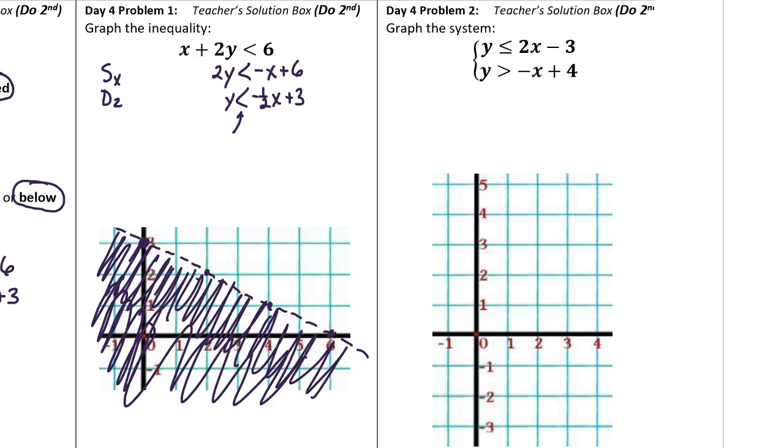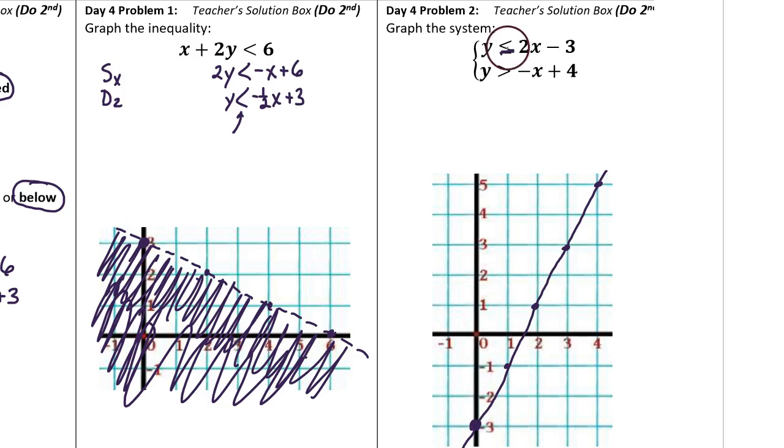Day 4, problem 2. Graph this system. We're going to draw 2 boundary lines and then decide where to shade them. This first one is in slope-intercept form. The y-intercept is at negative 3, located here. The slope is positive 2. So from this dot, rise 2, run 1. Up 2, over 1. This has the equals to bar, so it is a solid line.